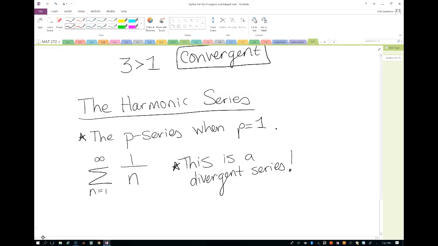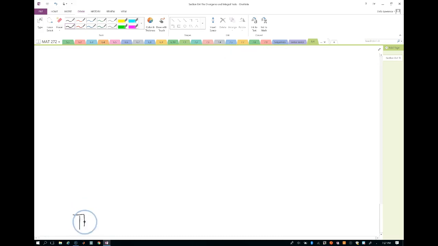The final test that we're going to learn in this section is called the integral test. It's very similar, or at least we could take all these p-series that we just learned about, and we also could solve them using the integral test.